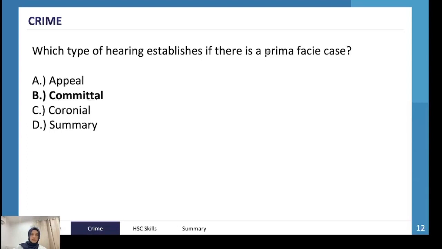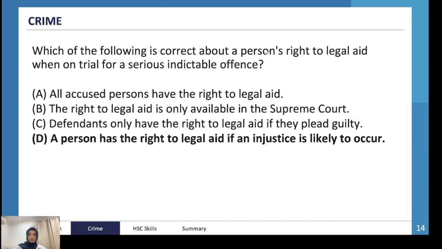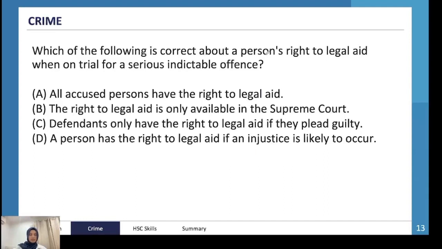Next up, which of the following is correct about a person's right to legal aid when on trial for a serious indictable offence? Is it A, all accused persons have the right to legal aid? B, the right to legal aid is only available in the Supreme Court? C, defendants only have the right to legal aid if they plead guilty? Or D, a person has the right to legal aid if an injustice is likely to occur? So, again, right to legal aid, just understanding where that's coming from, what that is.